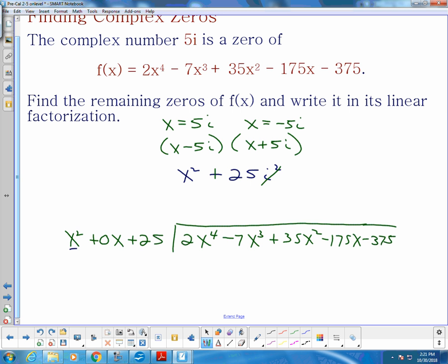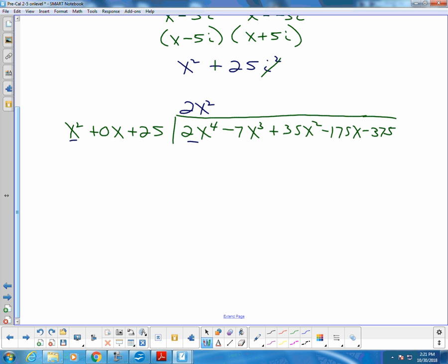So what do I multiply x squared by to get 2x to the 4th? 2x squared. I multiply this to all 3 terms out front, so 2x squared times 2x squared is 2x to the 4th. 2x squared times 0x is 0x cubed. 2x squared times 25 is 50x squared. Then I go by and I switch all the signs because we're technically subtracting. And then you put your lines together.